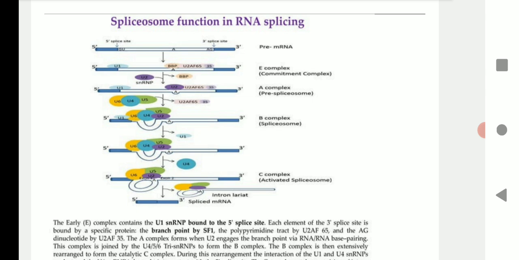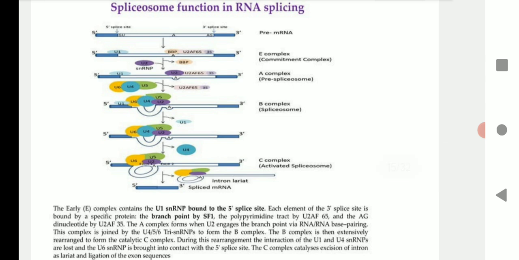Once this is formed, then the catalytic complex comes and joins to this position. This complex is made up of U4, U5 and U6. The small nuclear ribonucleoprotein particles form the complex, the B complex we call it. Don't forget what is the B complex: the U4, U5, U6. Once the B complex is arranged in this position, the catalytic activity is carried out.